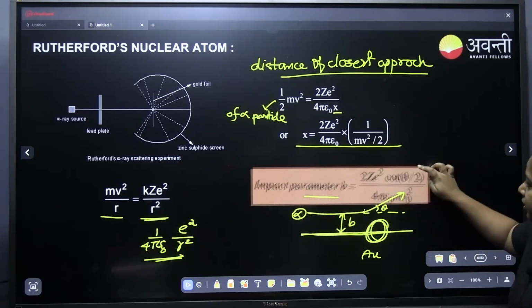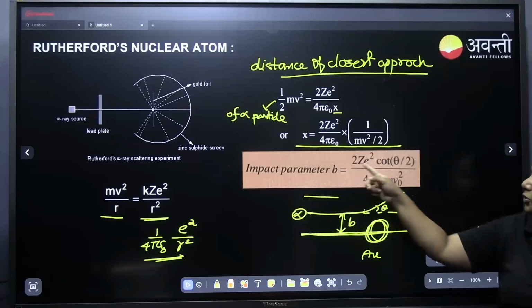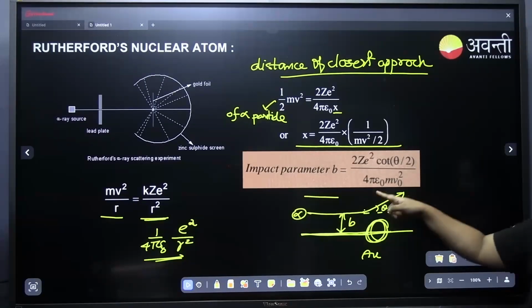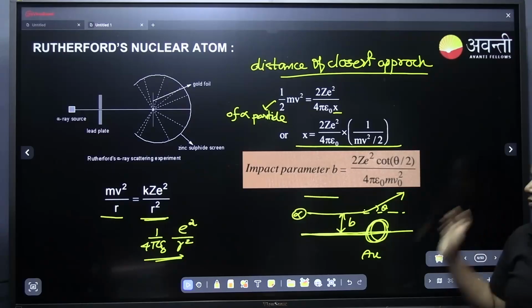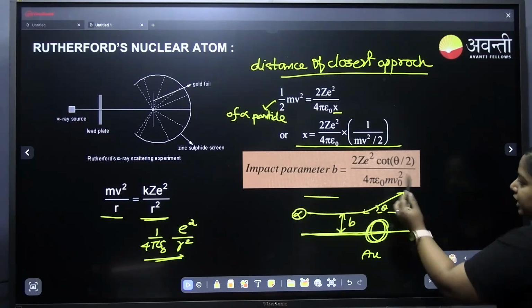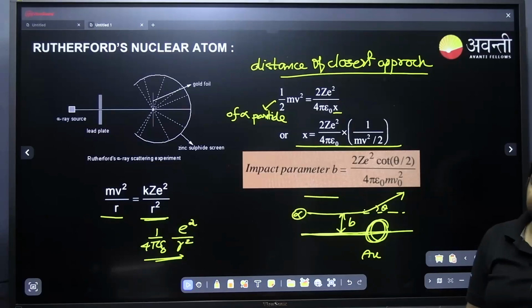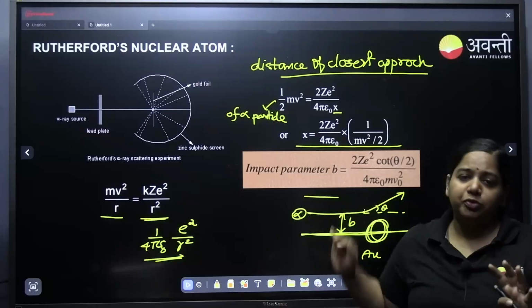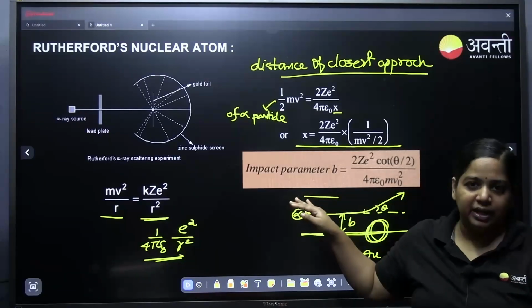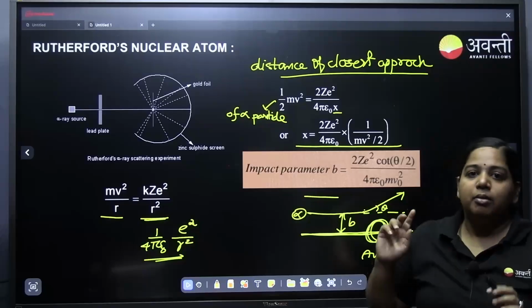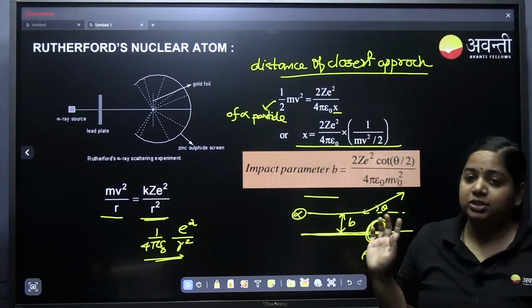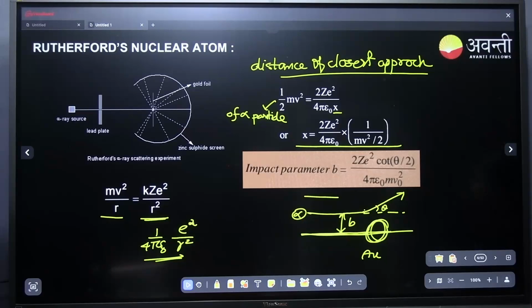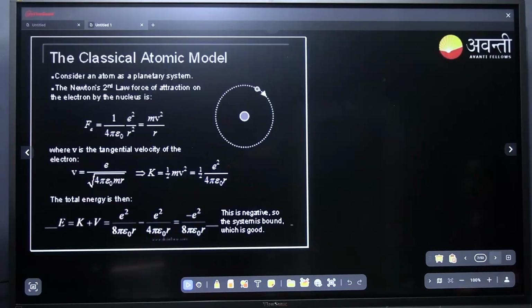How are we finding it? The formula is 2 Z square cot(theta/2) divided by 4 pi epsilon naught m v naught square. Okay, this m v naught square we are getting from the kinetic energy of the alpha particle. Don't worry about that. See, in most cases you won't get any question based on impact parameter, but still there is a 1% chance. More chances are for distance of closest approach. Okay, do you have any doubt in this? No. Okay, so let's move on.